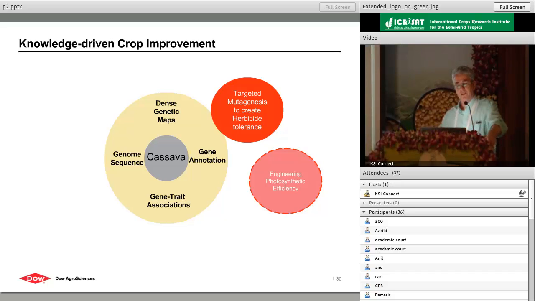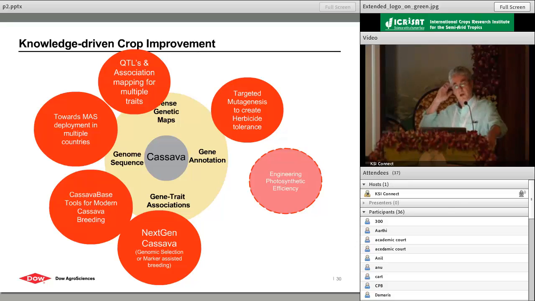And on the breeding side, there's a whole host of projects, some doing QTLs, some doing association mapping, some getting ready to deploy marker-assisted selection. And then Gary mentioned Cassava Base, which is a database that's housing a lot of breeder-ready mapping data to feed into genomic selection models for increasing the rate of gain in cassava.